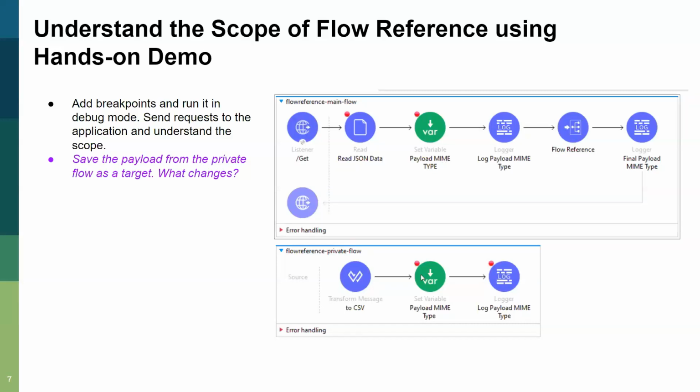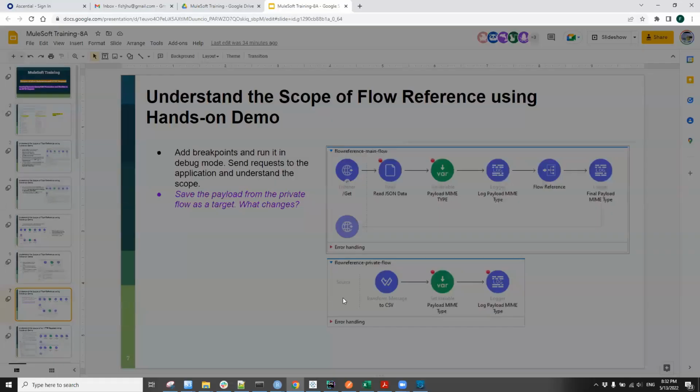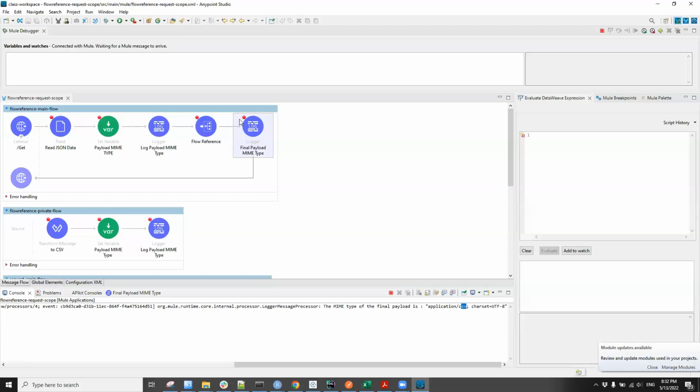The third point that I also want to stress is, if we are saving the payload as a target, the variables that we create in the private flow, the flow that is being called, are not accessible in the main flow. Let's experiment with these, and then I will take questions before we move to HTTP request.